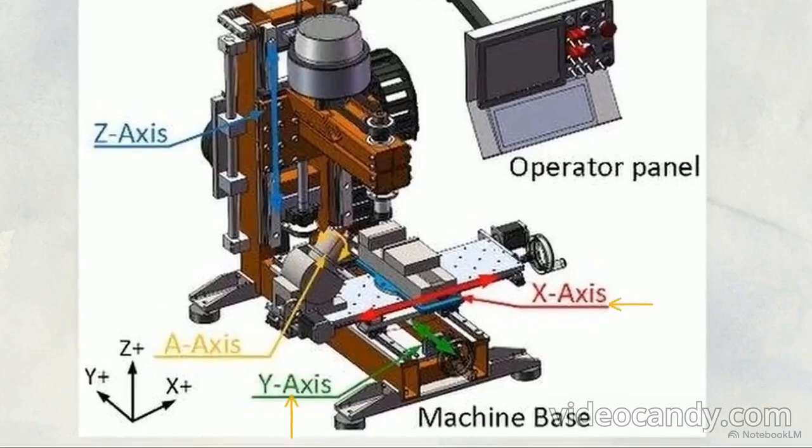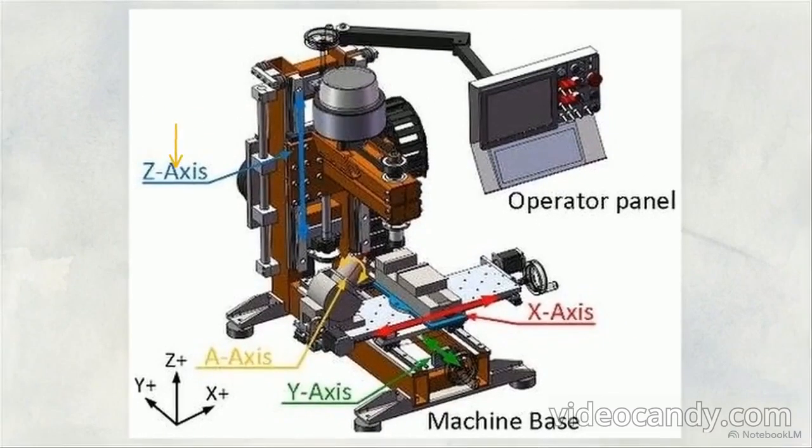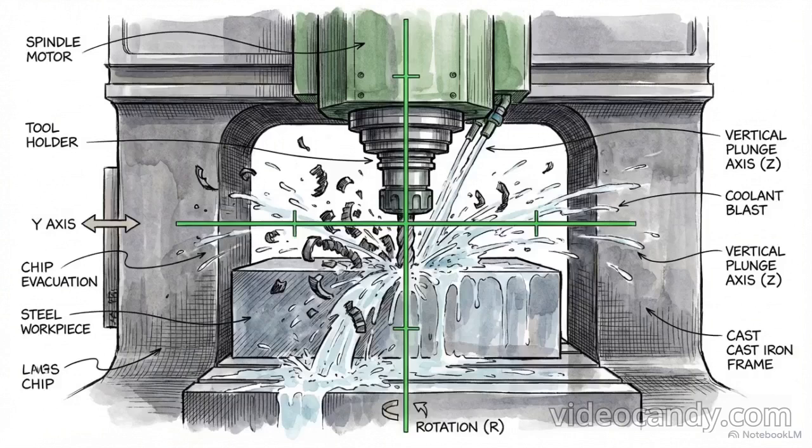The movement of the machine table is controlled along a horizontal plane using the X and Y axes, while the vertical position of the spinning tool is controlled along the Z axis. By calculating simultaneous movement across these three distinct planes, the machine can carve exact, complex, three-dimensional geometry.